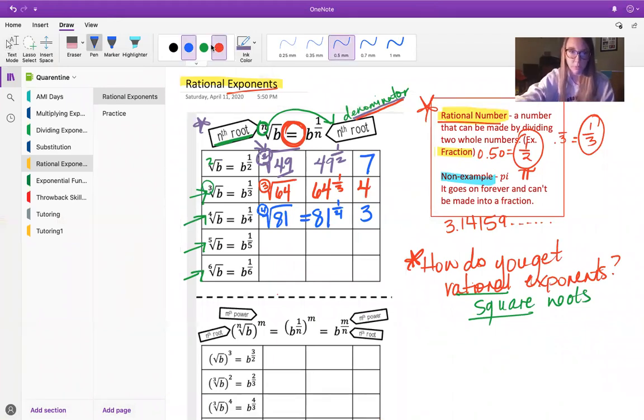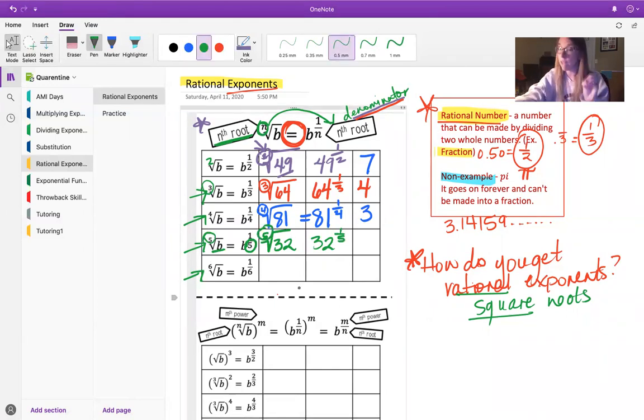Okay, next one. We have the fifth root. You can see in all these little examples here that the root is just going to become the denominator of the rational exponent. So this one we're going to do the fifth root of 32. That's going to be 32 to the 1/5 power. What same number can I multiply 5 times to equal 32? Wow, I really struggled to get that out. That is 2. 2 times 2 is 4, times 2 is 8, times 2 is 16, times 2 is 32. Okay, so again, that's how I'm getting that number.